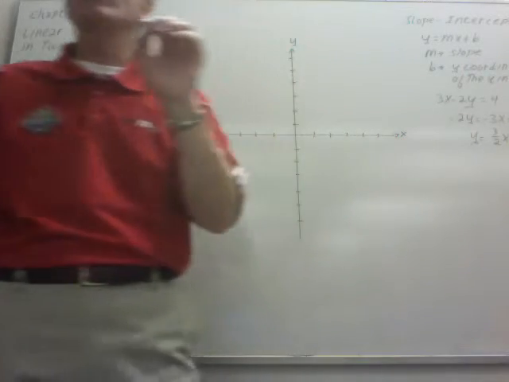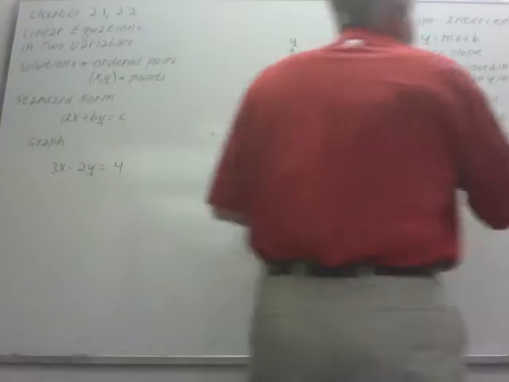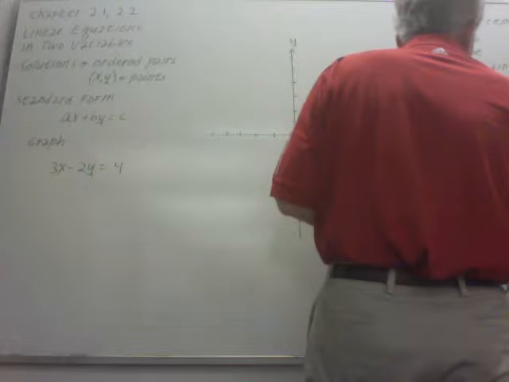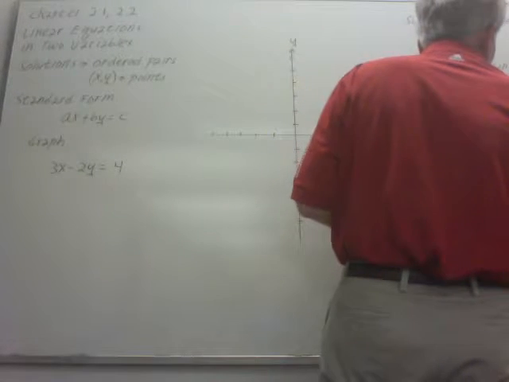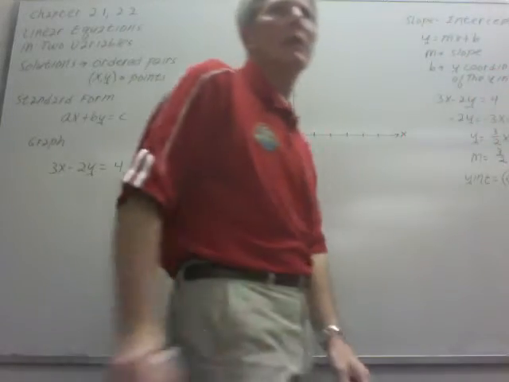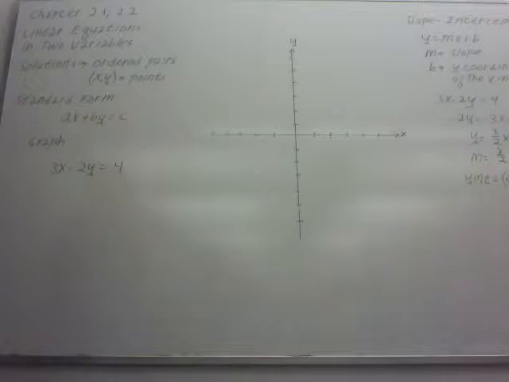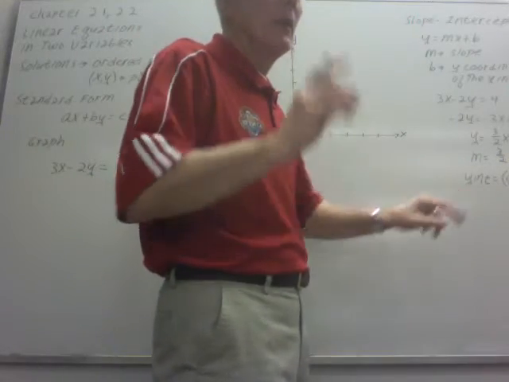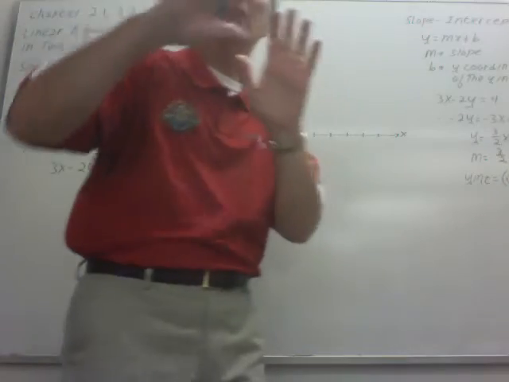The next thing we want to do is identify the components of what we have. The slope of this line is 3/2. The y-intercept of this line is (0, -2). We now have everything that we need in order to graph that line. Now I want to talk a little bit about slope. First of all, slope is nothing more than the steepness of a line. That's all that it is.